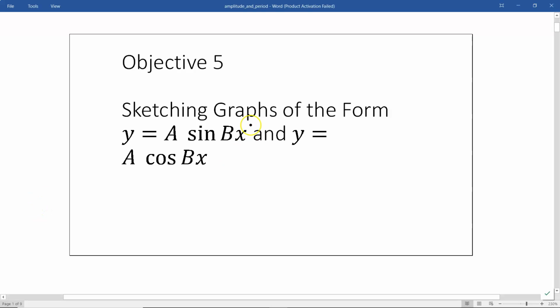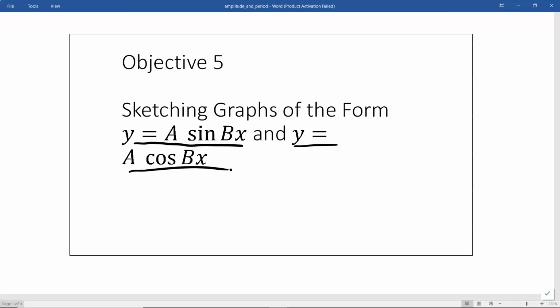Hey class. So today we went over sketching graphs of the form y equals a sine bx and y equals a cosine bx. So this combines what we've learned in the past two lessons and just puts them into one problem, right? So instead of simply focusing on the amplitude or focusing on the period, we're doing both in one function. So nothing is going to change about how we treated either the amplitude or the period. We're just simply going to be solving for them simultaneously.